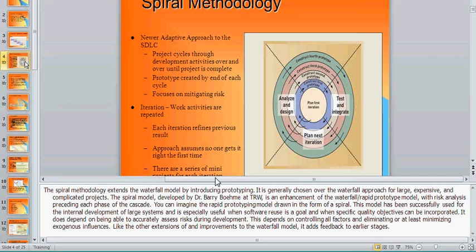So one of the things that Spiral assumes here is no one gets it right the first time. The objective is build a little, test a little, build a little, test a little. Baby steps. When you do that, your customer feedback, customer satisfaction goes up. Customers are more involved in your project.